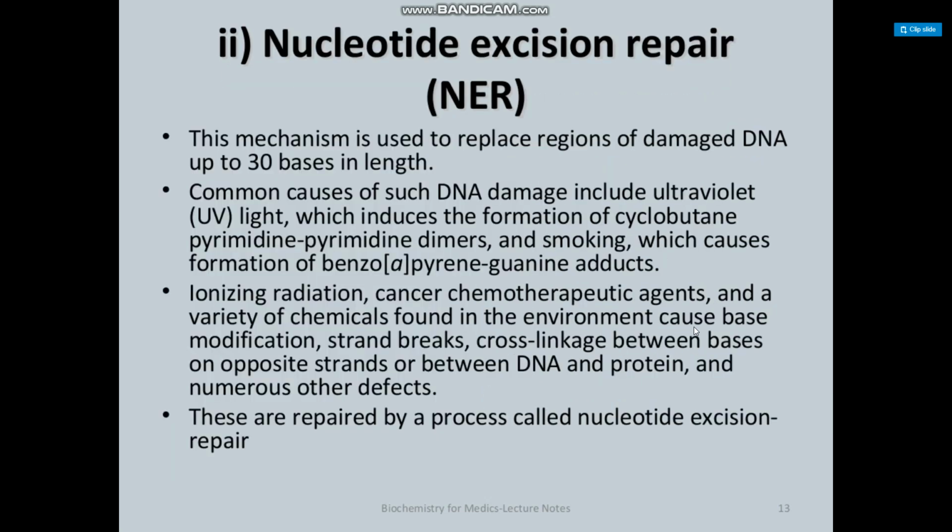So second is the repair system, nucleotide excision repair, NER. This mechanism is used to replace regions of damaged DNA up to 30 bases in length. Common causes of such damage are UV light, which induces the formation of cyclobutane pyrimidine dimers, and smoking, which causes formation of benzo[a]pyrene guanine adducts. These are repaired by a process called nucleotide excision repair.